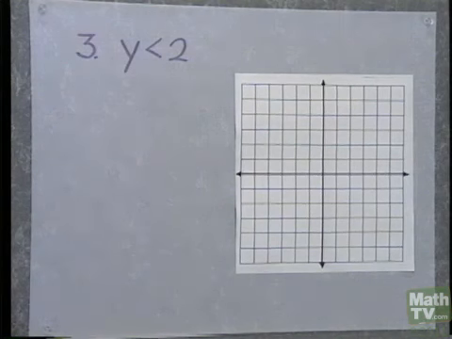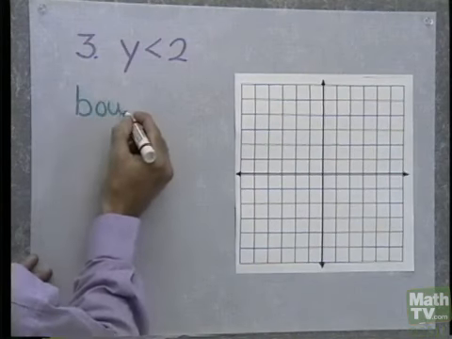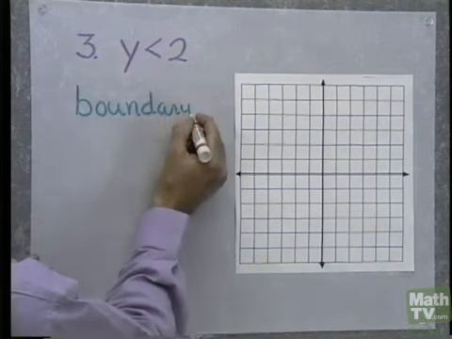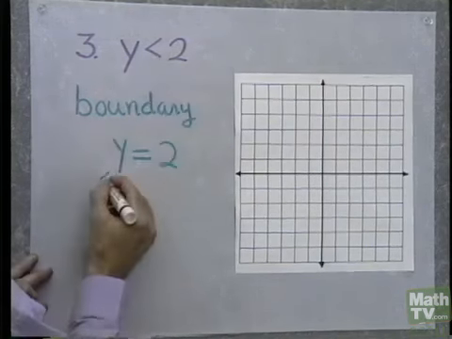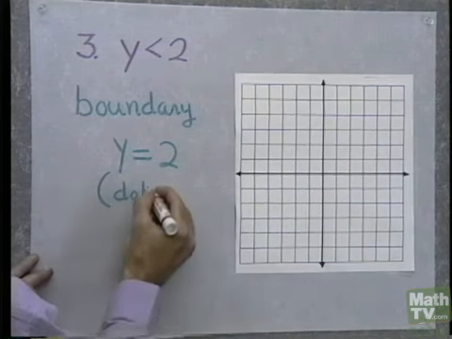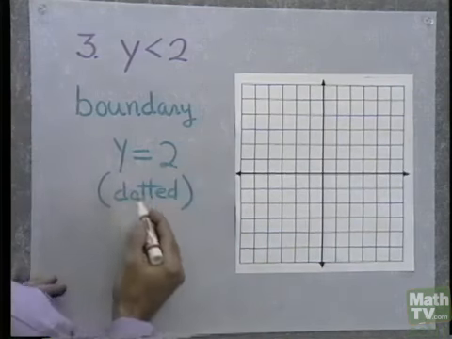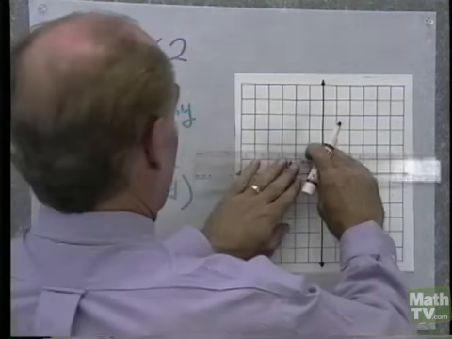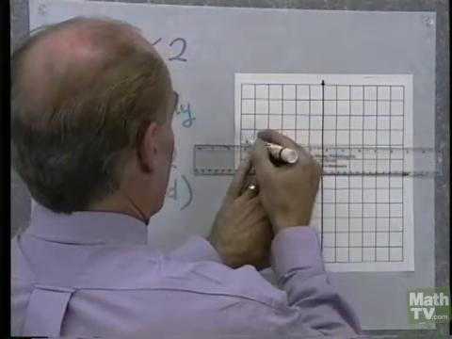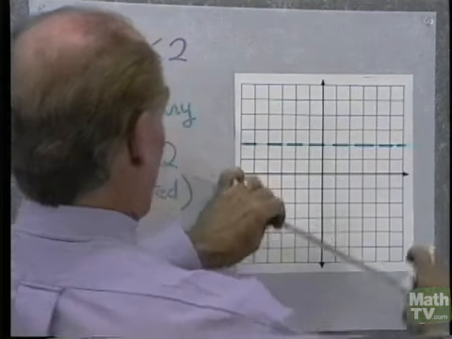y is less than 2. So y is less than 2 is my inequality. It has a boundary of y equal to 2, and since this is strictly less than, that boundary is going to be a dotted line. So y is equal to 2. That's a horizontal line that goes through y equal 2. So let me get my ruler here, and I'll graph that using a dotted line or a broken line. There's my boundary. y is equal to 2.